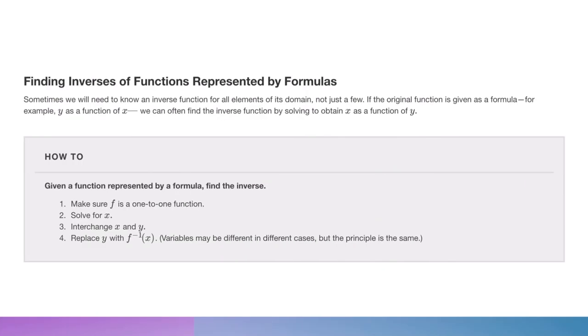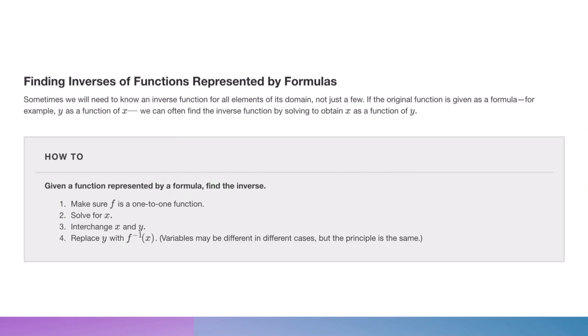Given a function represented by a formula, to find the inverse, I'm just going to summarize this. First, it is a good idea to decide whether or not it has an inverse. There is a uniqueness test that we can do, and I'll showcase that. Make sure that it is a one-to-one function. If you can look at the graph, you can show whether it passes or fails a horizontal line test. I'll show you a uniqueness test to determine algebraically if a function is one-to-one.